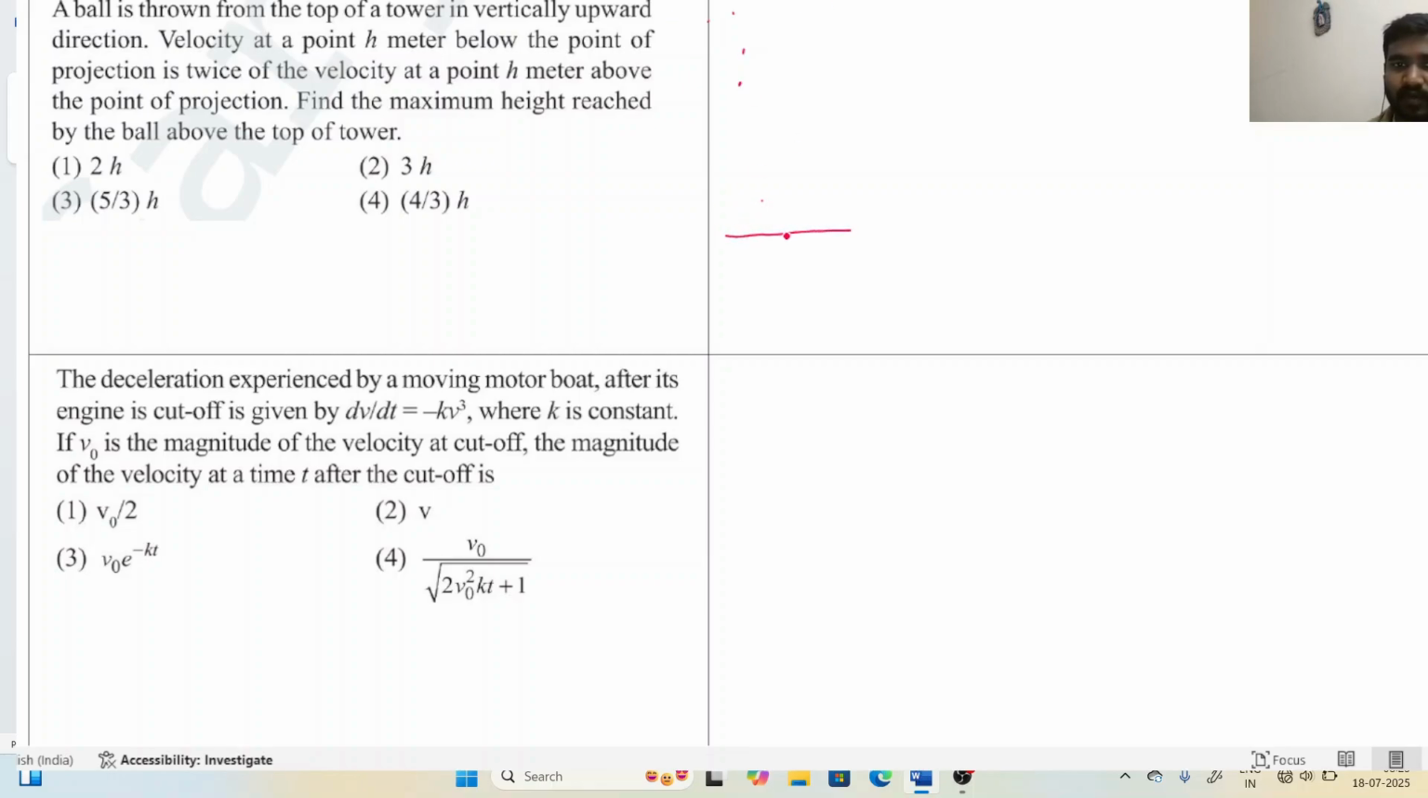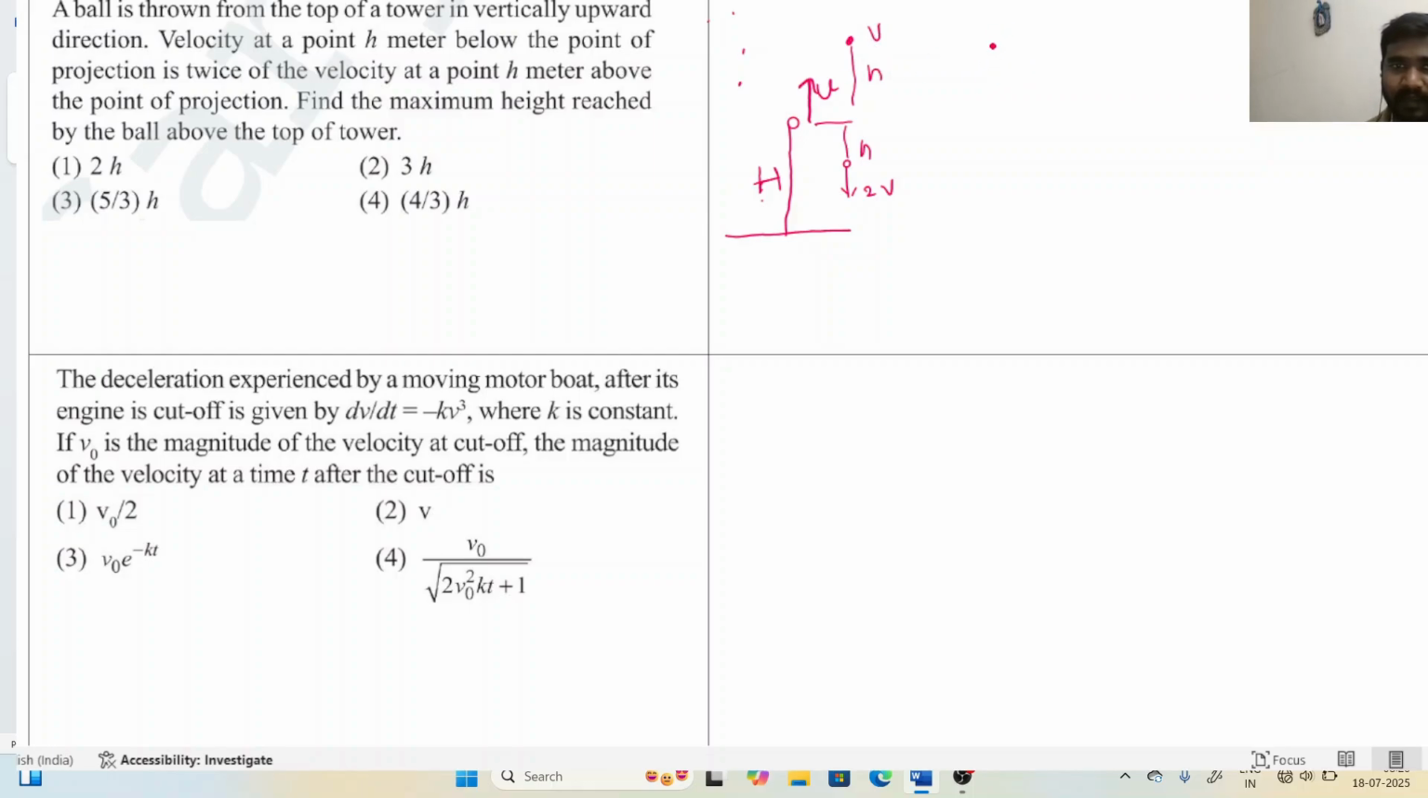Let us take the ground, and the tower height we take as capital H. The tower is of height capital H. So here a body is thrown from the top of the tower vertically upward with a certain initial velocity. Now the velocity at a point h meters below the point of projection is twice the velocity at a point h meters above. So here the velocity is 2v, and at the same height h above, the velocity is v.